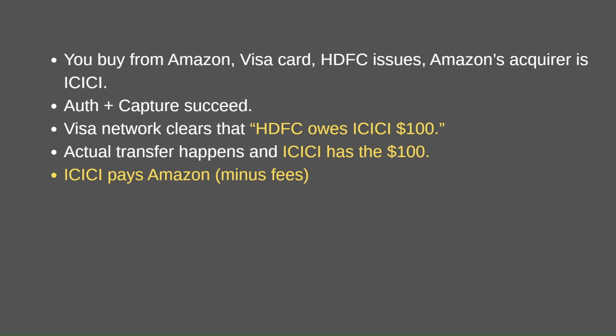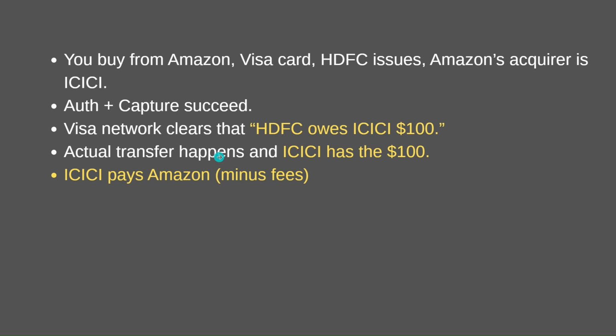So what would happen as soon as the customer made the payment, say authorization and capture were successful. That means payment was done from the customer side. Now the third point is Visa network clears. This is the clearing process. So it knows that HDFC, which is the issuer, owes ICICI, which is the merchant's acquirer, $100. That will be the entry recorded on the Visa network as part of the clearing process.